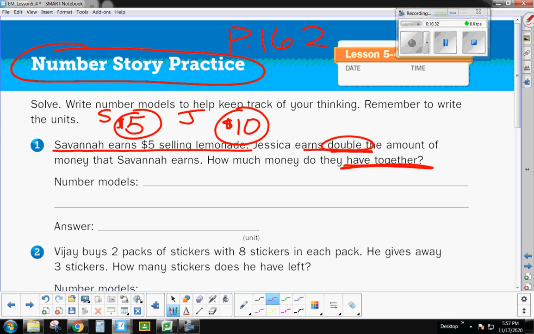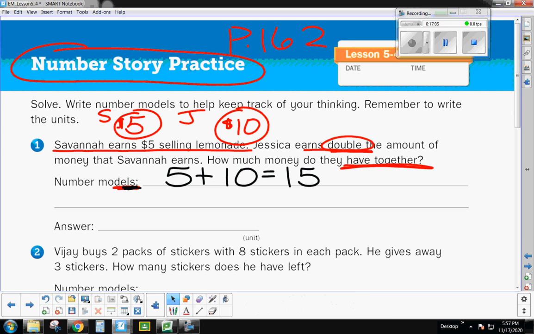So you needed to put those numbers together. Now, it wanted to know some number models. And so one of the number models I see right away is 5 plus 10 equals 15. But it says number models. And I know, boys and girls, that when I make a number model, I have to use numbers from the problem. Where did I get this 10? Because the problem didn't tell me anything about 10.